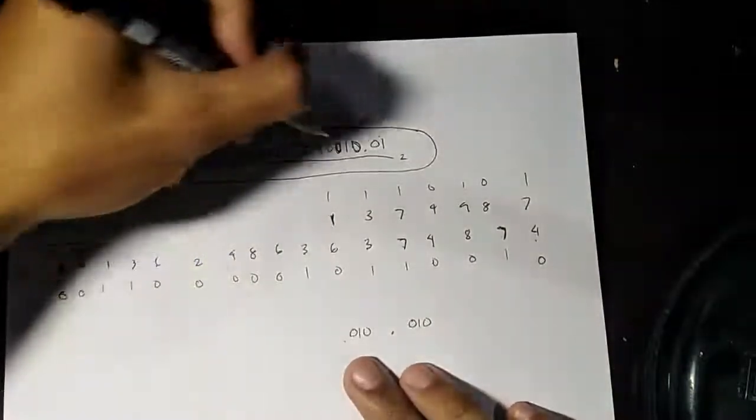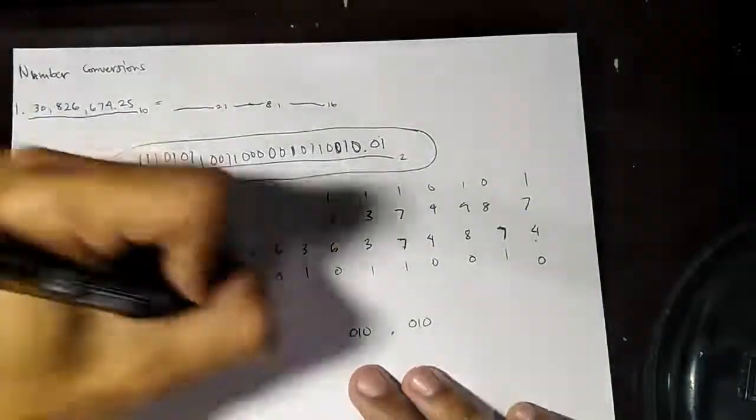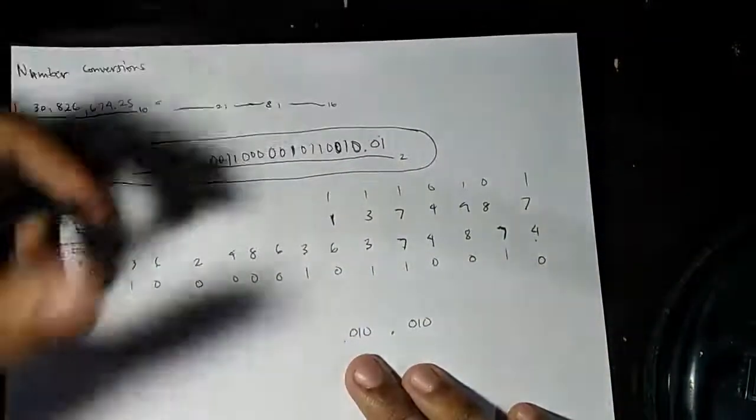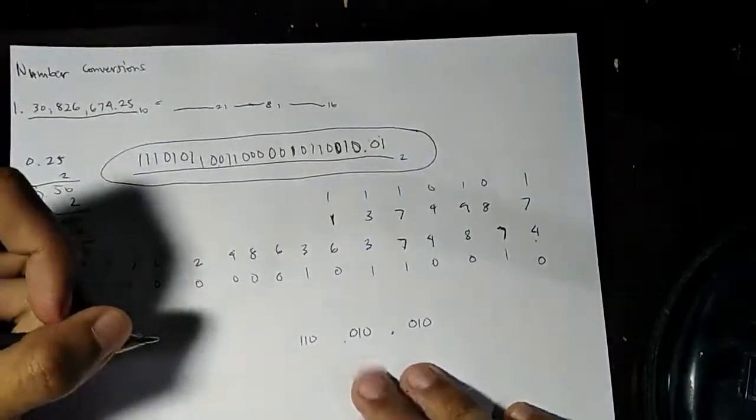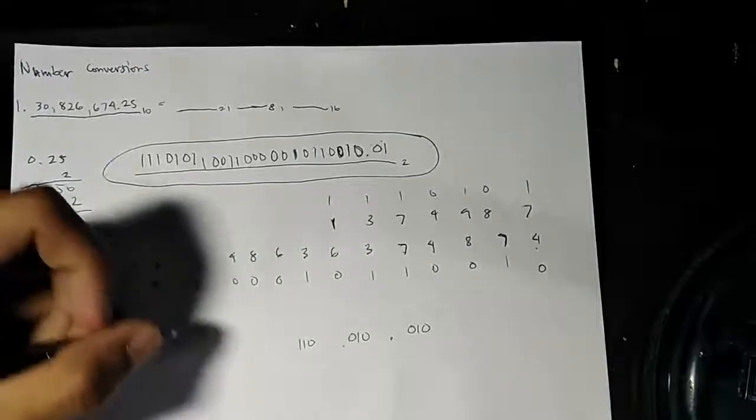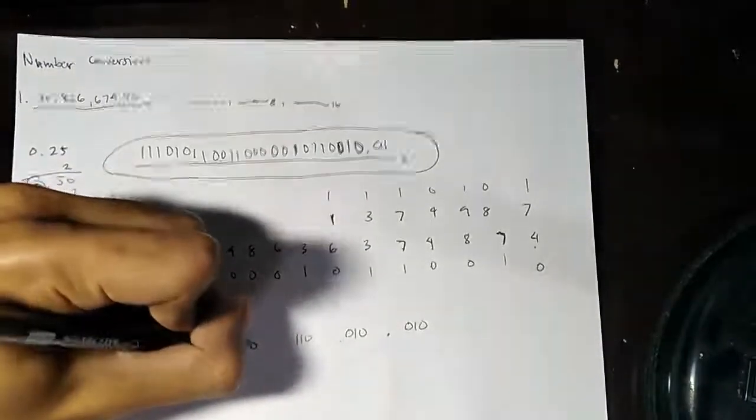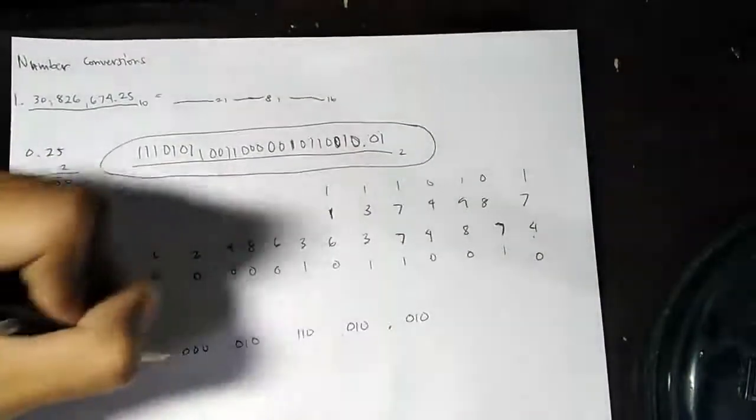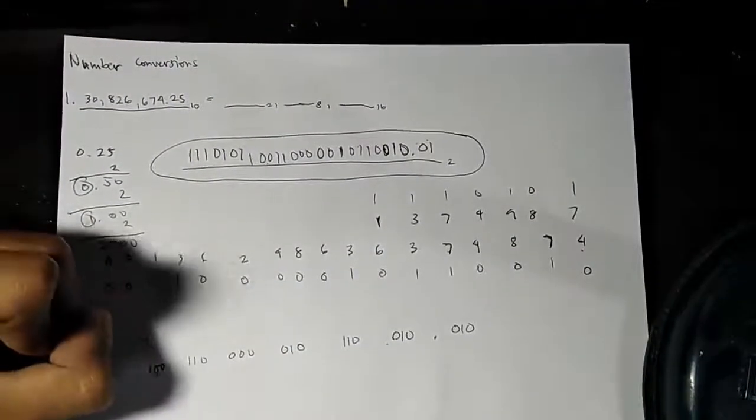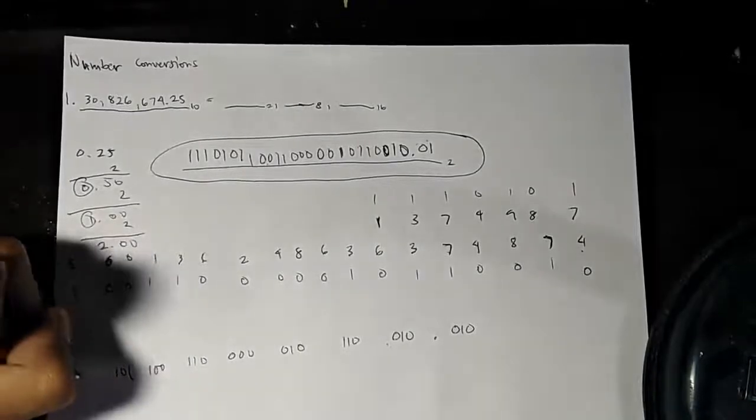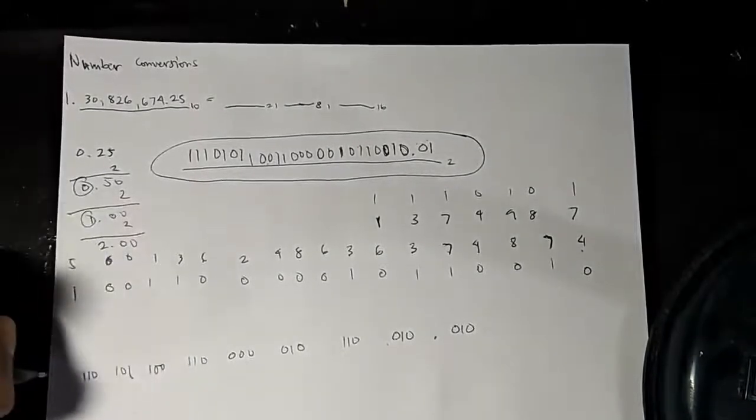Okay, do the same to the left. We have 110 here, 110, and so on and so forth. So we have 010, 000, 110, 100, 101, 110, and 001.